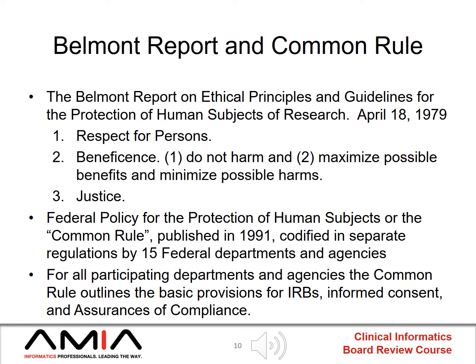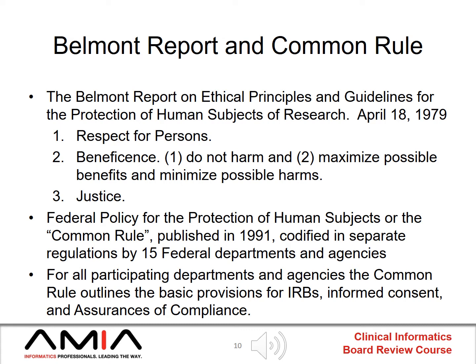The Belmont Report, more formally referred to as the report on ethical principles and guidelines for the protection of human subjects of research, came from the late 90s, and its core was summarized in 3 bullets. First, respect for persons. Secondly, beneficence, the principle that we do no harm and we do the most good with minimal harm. And third, justice.